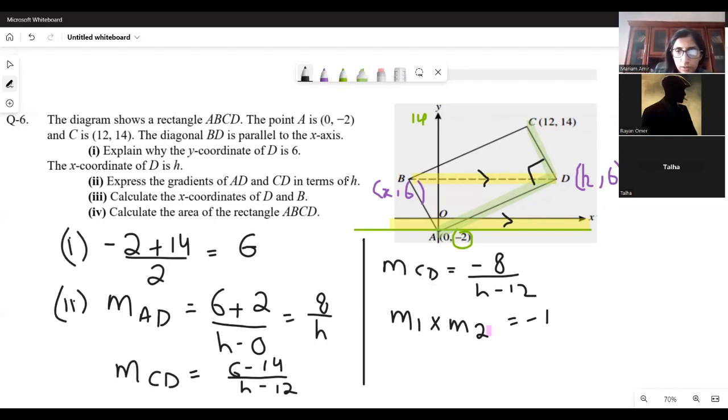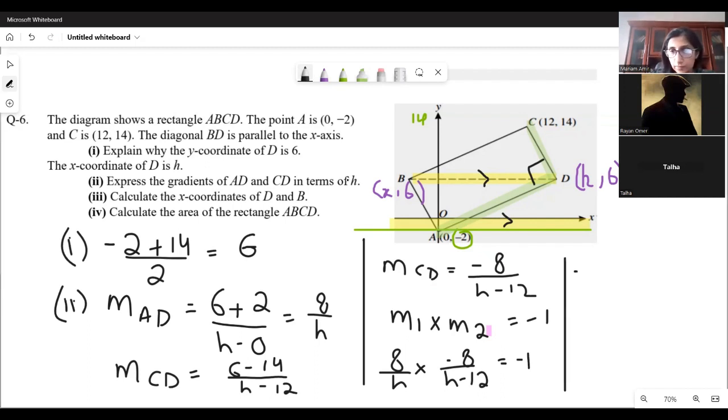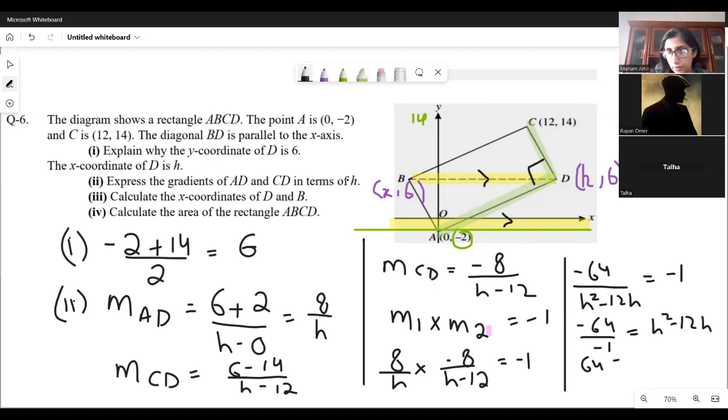So one of the slopes is 8 over h, and the other slope is -8 over h minus 12, and the product should be equal to -1. So we have -64 divided by h square minus 12h equals -1. I'm going to divide -64 and -1 and bring h square minus 12h to this side. So we have 64. क्वाड्रेटिक इक्वेशन लगेगी ना? हाँ बिल्कुल, quadratic equation. h square minus 12h minus 64 equals 0.